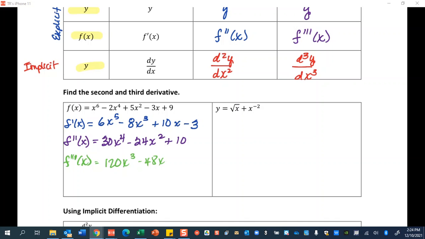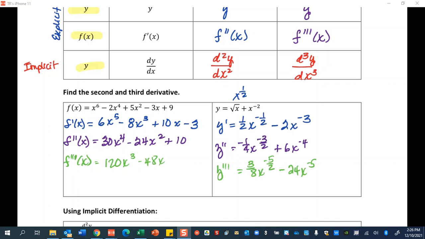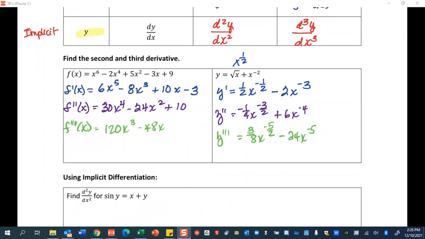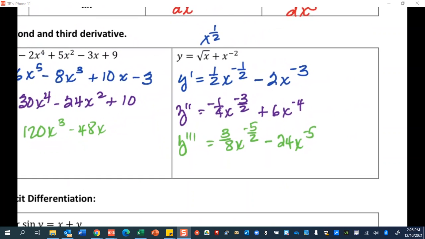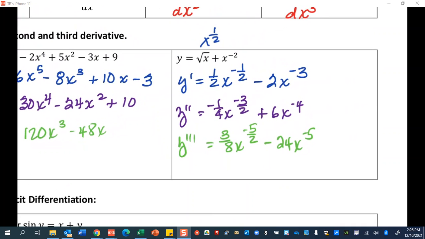With your group mates, tackle the second and third derivative of our next function. Go, talk about it. Go. All right, do we agree? Yes, the first one. Yeah?